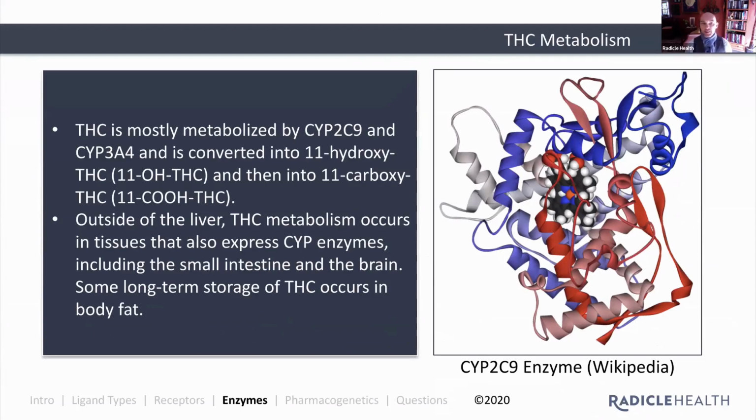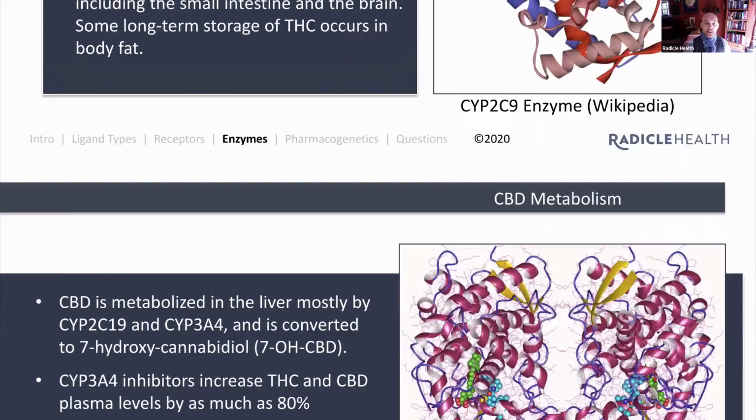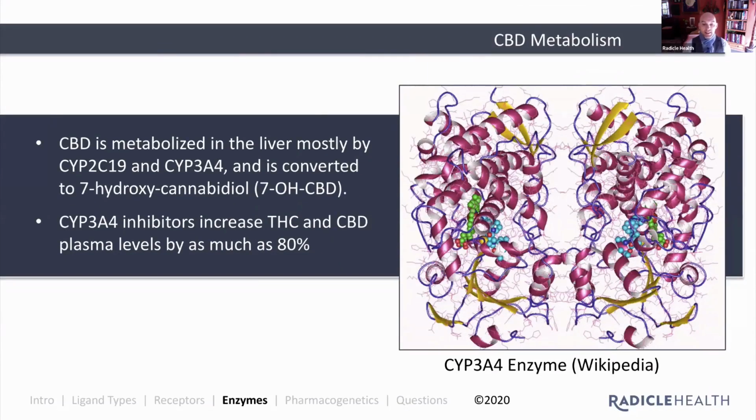There is some metabolism of THC that happens outside of the liver, so it occurs in tissues that also express these CYP enzymes. This would be, for example, in the small intestine, but also in the brain. And then it's important to know that some long-term storage of THC occurs in body fat. CBD is mostly metabolized in the liver by CYP enzymes. This would be by CYP 2C19, also by 3A4, and CBD is converted into 7-hydroxy cannabidiol.